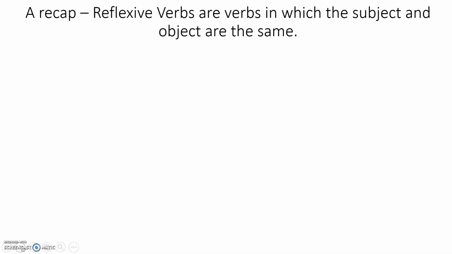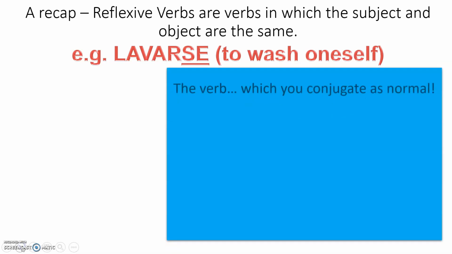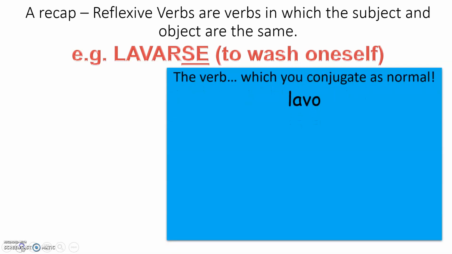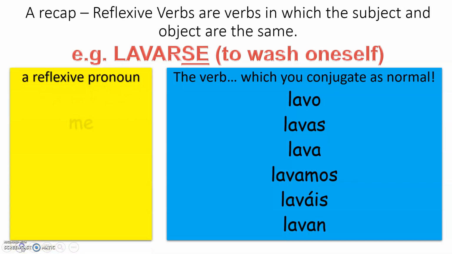So, a brief recap before the end of our video today. Reflexive verbs are verbs in which both the subject and the object are the same. For example, lavarse, to wash oneself. We need two things to conjugate a reflexive verb. The verb itself, which we conjugate as normal. And we need to remember our reflexive pronouns on the front. Me lavo, te lavas, se lava, nos lavamos, os laváis, and se lavan.